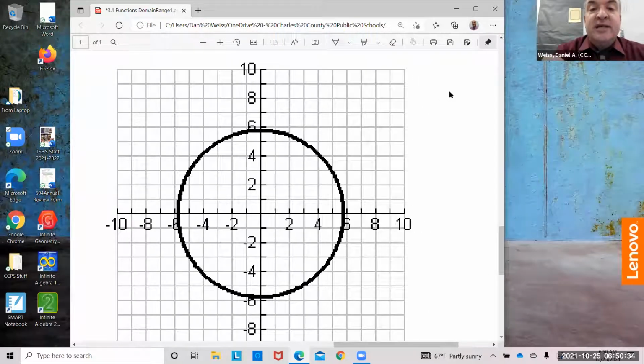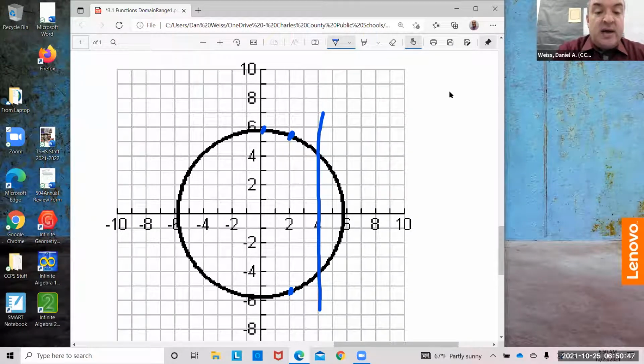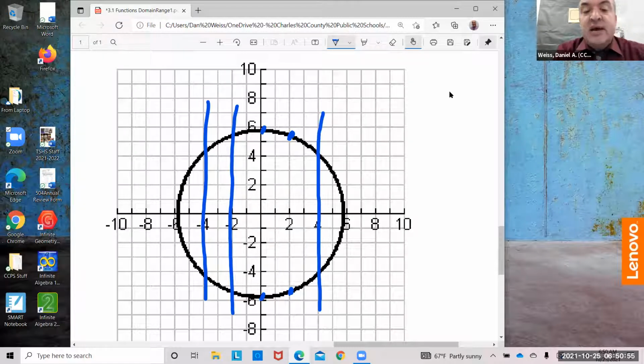What about here? This is not a function for many reasons. Right here, x is 2, right here, x is 2, right here, x is 0, right here, x is 0, all throughout this circle. The circle is never a function because the x repeats many times. So this is not a function.